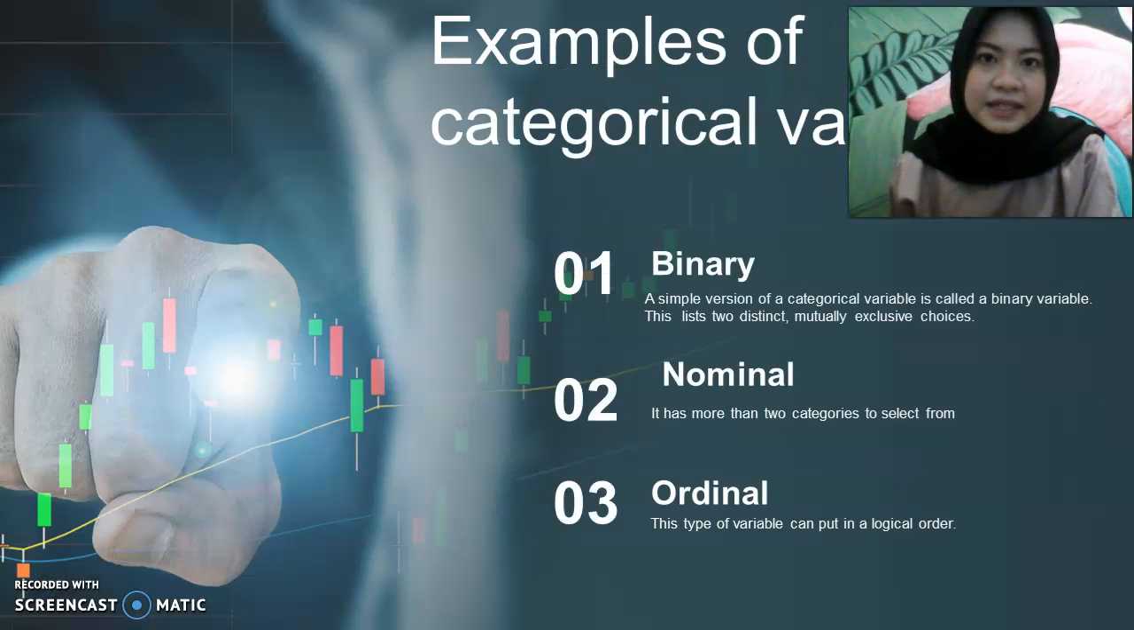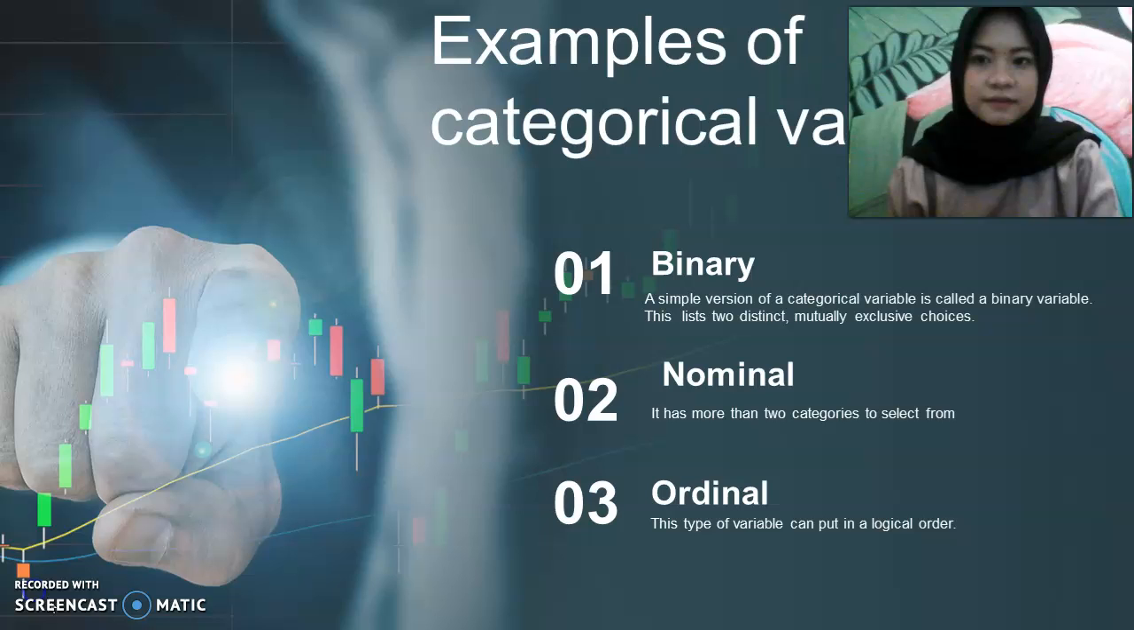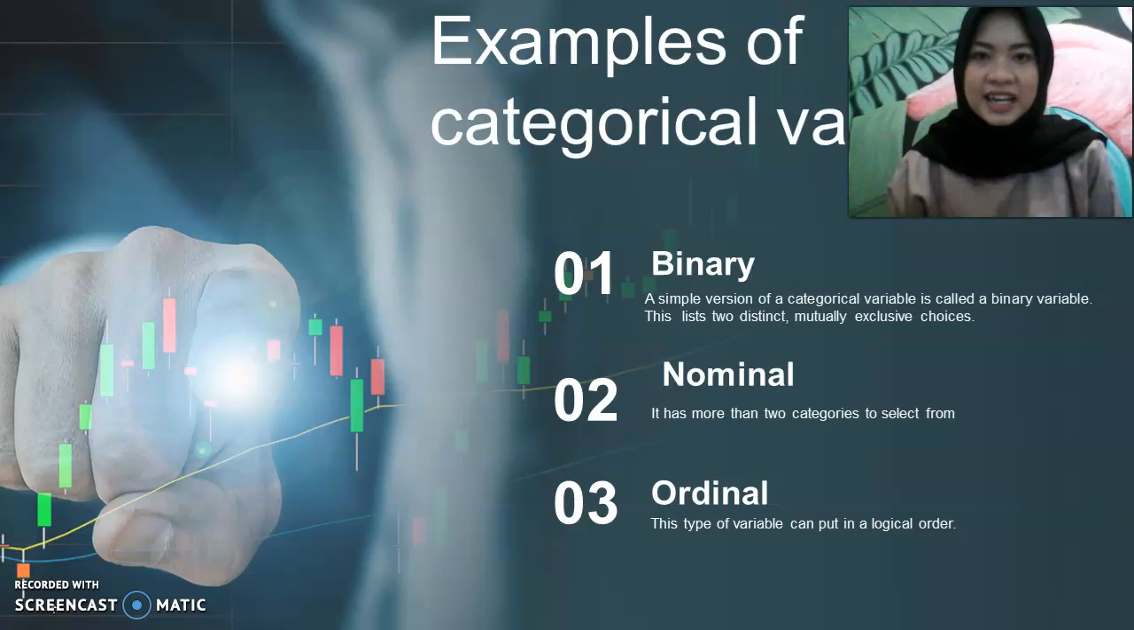There are three examples of categorical variable. The first is binary variable, the second is nominal variable, and the last one is ordinal variable. First, binary variable. A binary variable is a simple form of categorical variable, and this leads to strict, mutually exclusive choices. This categorical variable that is called binary explains data which represent yes or no outcomes, for example, win or lose in a football game.